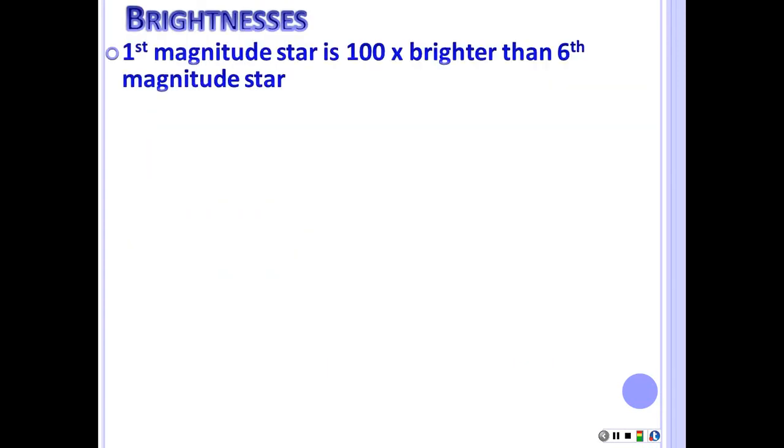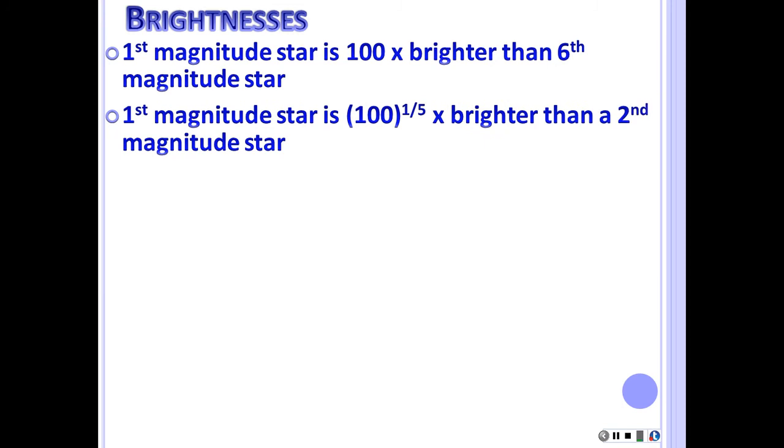And the way that we did it was to say, okay, we're going to find the very faintest star that we can detect with the naked eye, and we're going to call that one a magnitude 6. That's our anchor. That's where we set it. And then we're going to say that the first magnitude star, a star with a magnitude of 1, is exactly 100 times brighter.